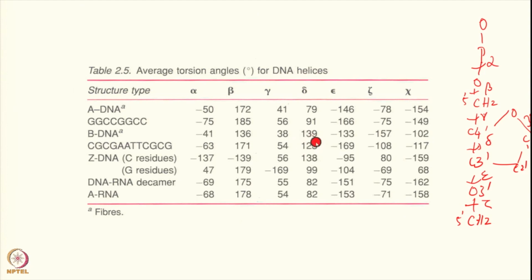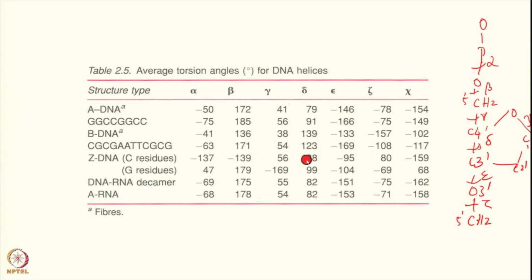And the B-DNA has 130, between 120 to 140. So this is quite characteristic, and the Z-DNA has alternating values. The C residues have C2 prime endo, and the G residues have the so-called C3 prime endo. If the delta is around 79 to 90, that is the C3 prime endo structure, and if it is around 120 to 140, that is the C2 prime endo structure. Therefore in Z-DNA the C residues and the G residues have different sugar geometries.